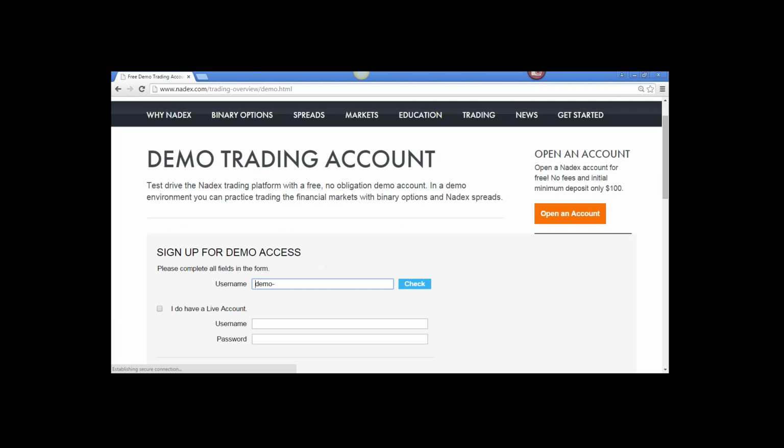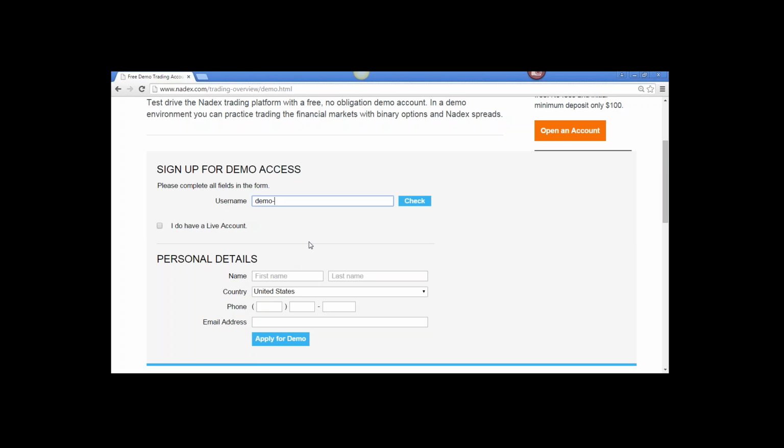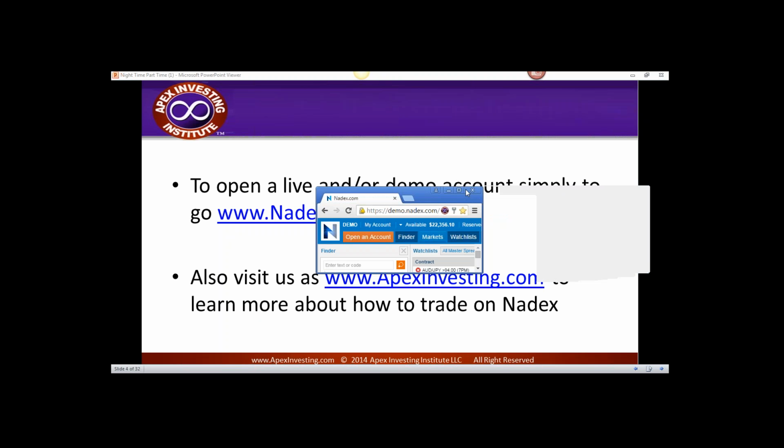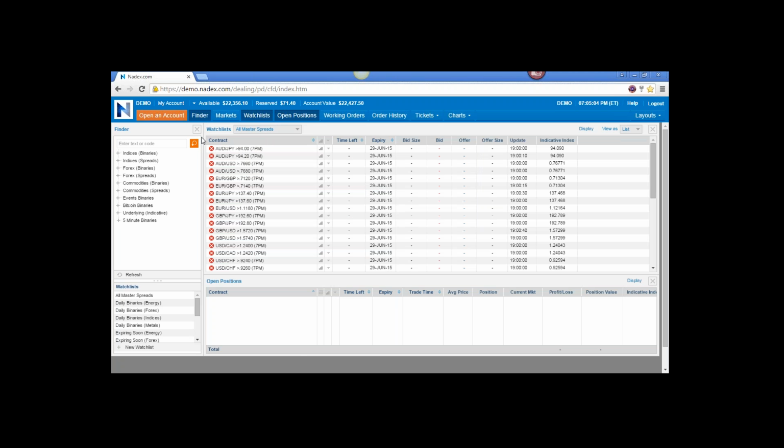All you've got to do is hop in here, create a username, first and last name, phone number, and email address. In just a few minutes, they will send you a temporary password, and you'll be able to use that to log right into your Nadex demo account. With a brand new Nadex demo account, they will give you $25,000 of demo money. You can hop in, learn the platform, learn the different products, get comfortable with entering and exiting orders on the platform, test out new strategies, new systems.